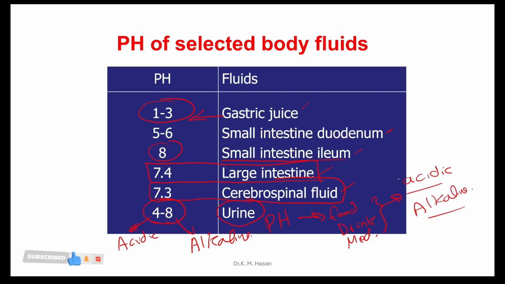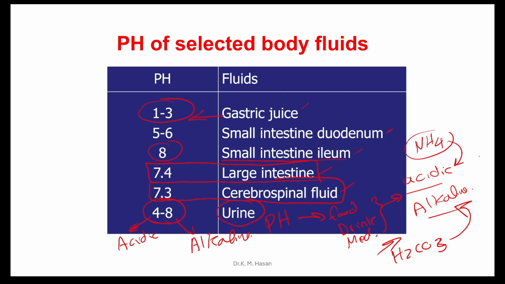Okay, so for example here, if you give the patient, for example, bicarbonate, this makes the urine alkaline. If you prescribe NH4, ammonia, to the patient, the urine will become acidic. So it depends on the situation. What we have here, drink, medication, food, will change the urine from acidic to alkaline, or from alkaline to acid, depending on the situation. We can manipulate, we can change the pH of the urine.